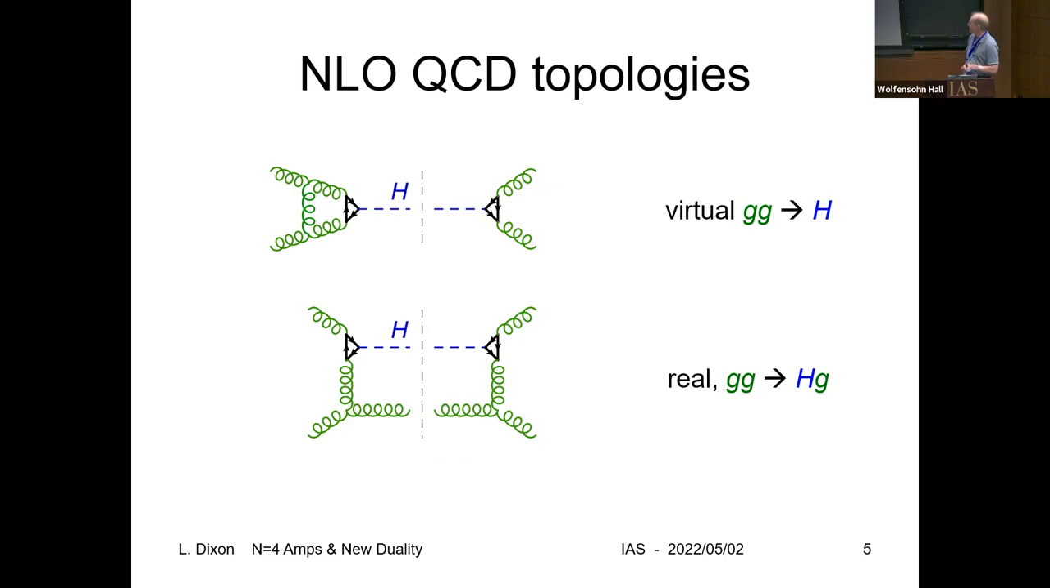But when you combine these two, you cancel the divergences, but there's a residual sensitivity, which is like a singular plus distribution in the kinematic variable that represents the partonic center of mass energy. And that leads to a very large correction. And those corrections keep happening at higher orders as well, but they're not as pronounced.